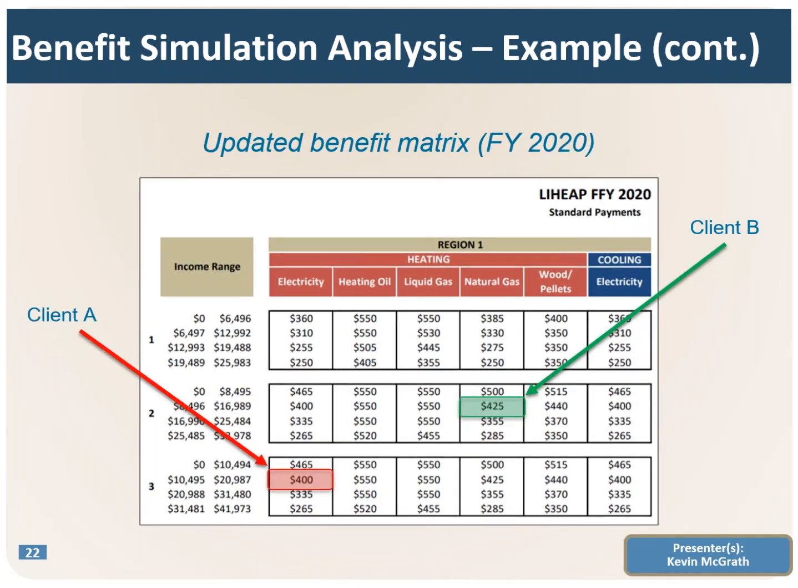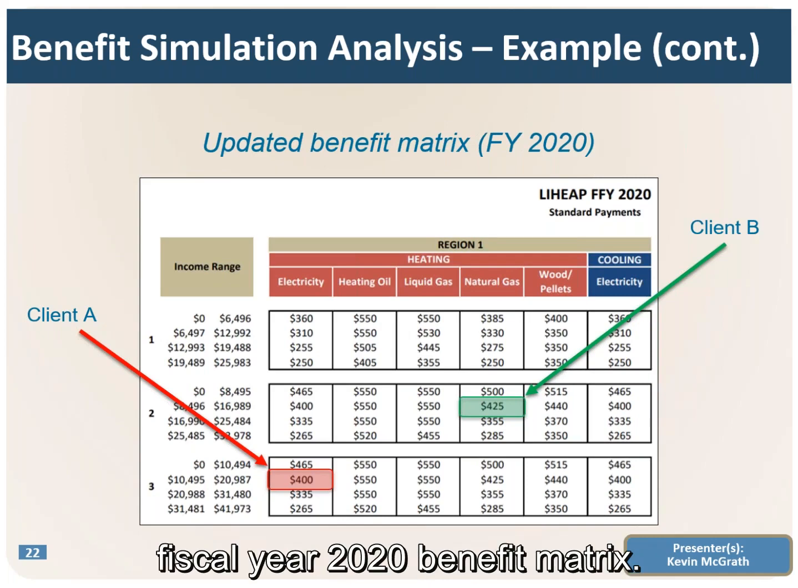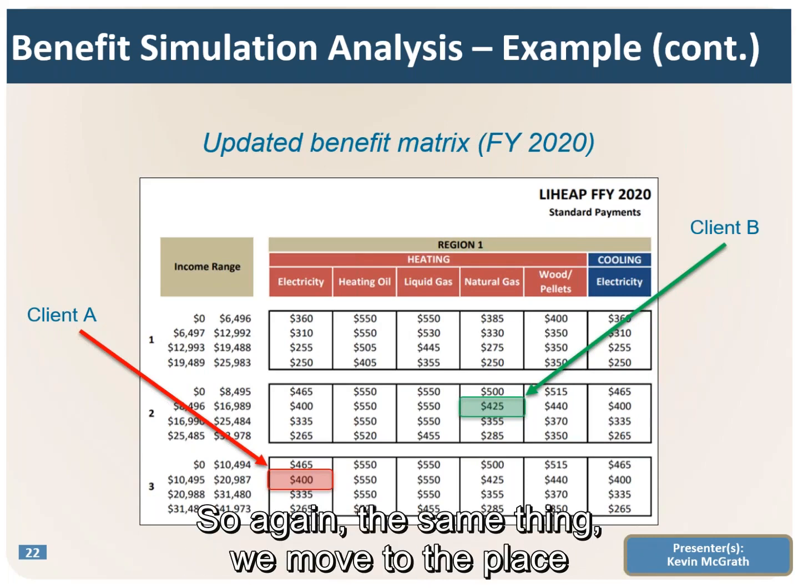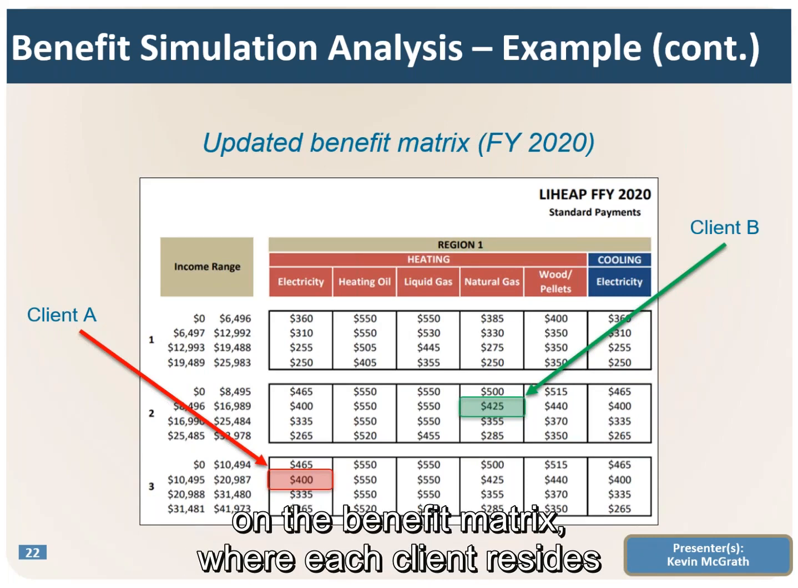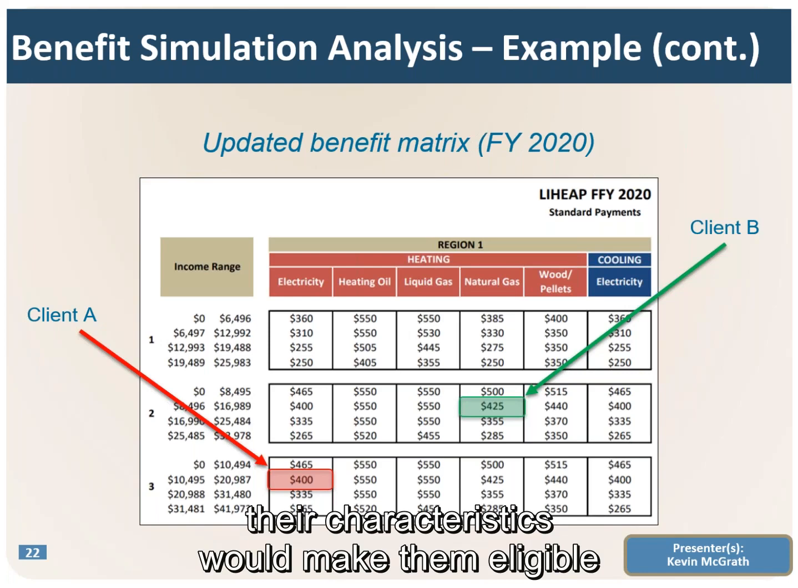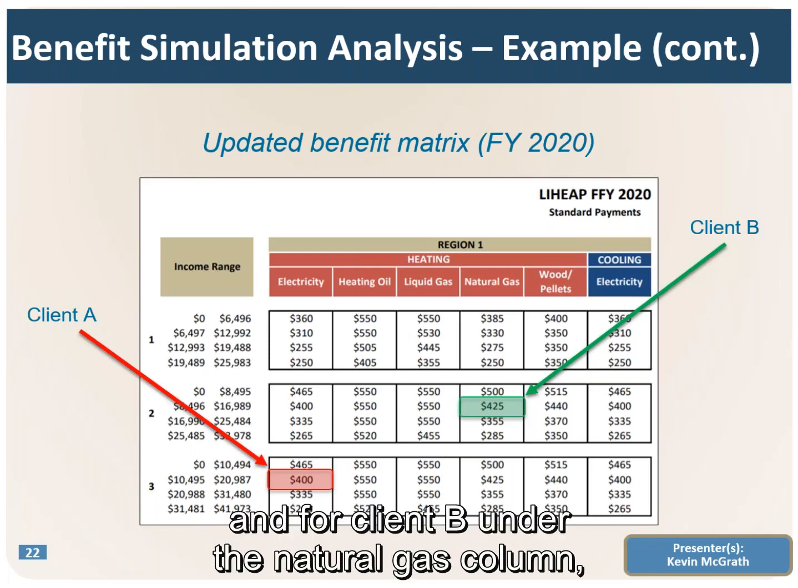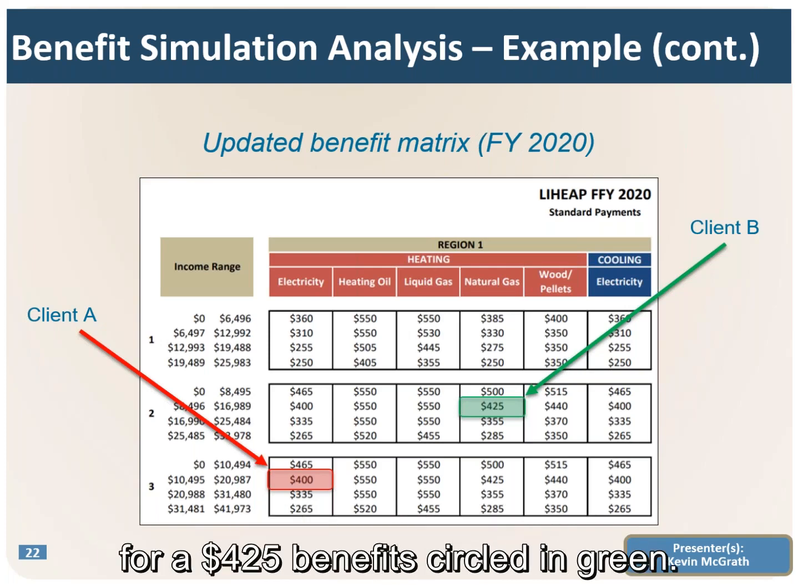Next slide. Now we're looking at the updated fiscal year 2020 benefit matrix. So again, the same thing. We move to the place on the benefit matrix where each client resides, and we see that for client A, their characteristics would make them eligible for a $400 benefit circled in red. And for client B, under the natural gas column, we see that they would be eligible for a $425 benefit circled in green. Next slide.